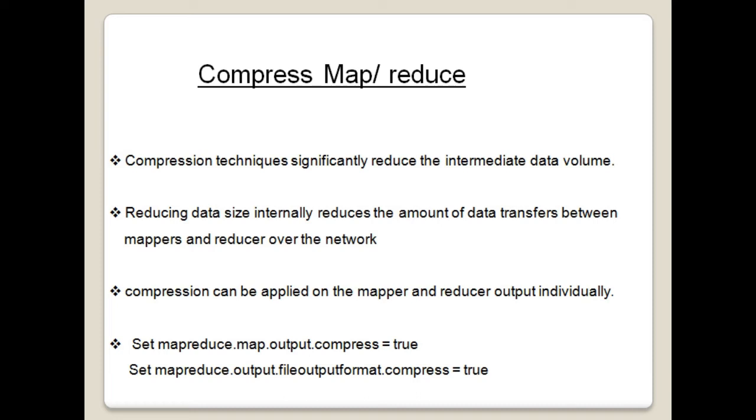To set your compression properties, you have to set some properties. For the mapper compression, you have to set mapreduce.map.output.compress equal to true, and when you want to go for the compression output format, then you say mapreduce.output.fileoutputformat.compress equal to true.